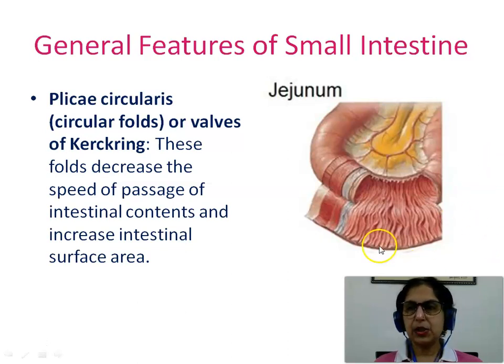And this picture shows us the interior of the jejunum, and here we see these permanent circular folds on the mucosal surface, and those are the plica circularis.